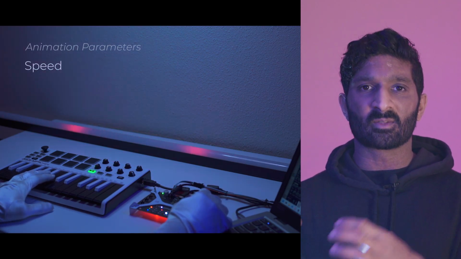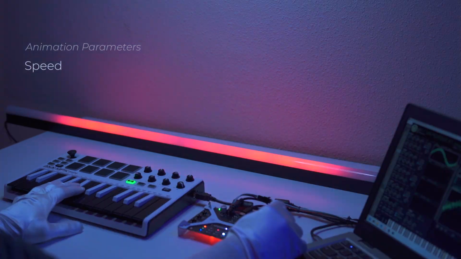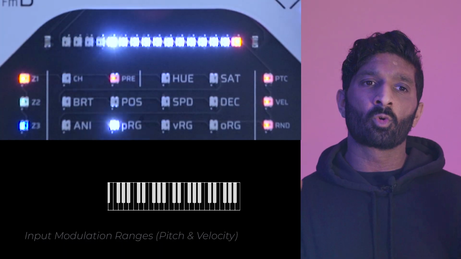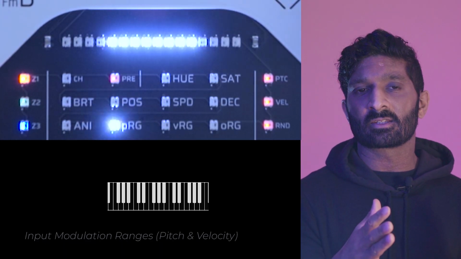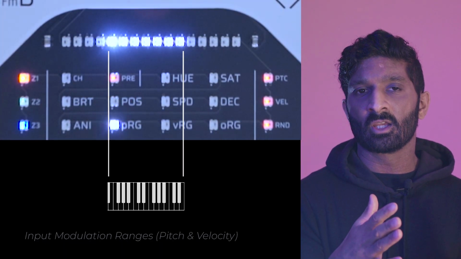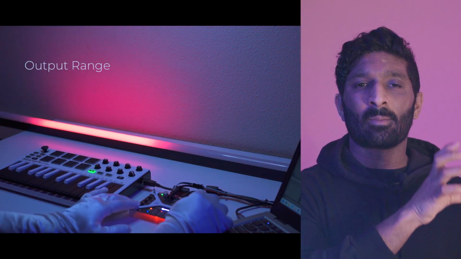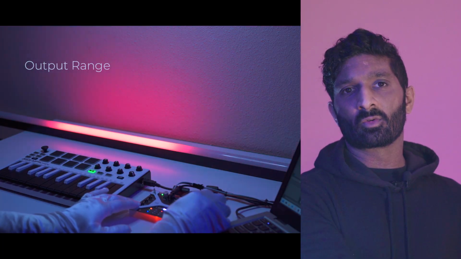We have the animation parameters, which are responsible for how the lights animate through time and space. Then we have the input modulation ranges, which is responsible for assigning a smaller subset of the pitches or velocities for modulation on that zone. And then finally, we have output ranges, which is responsible for assigning a separate segment of the LED strip to that zone.